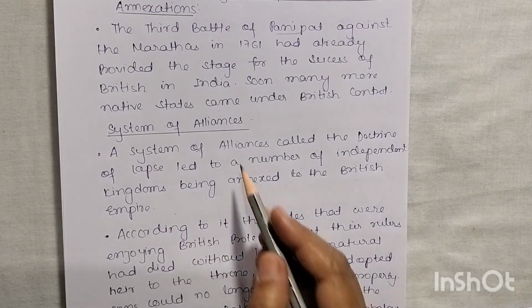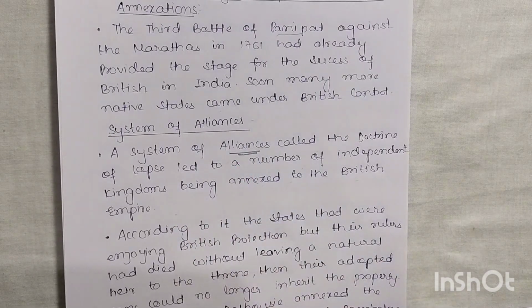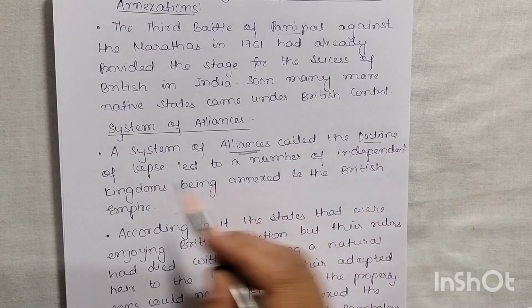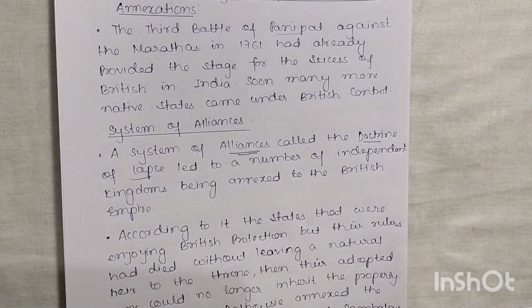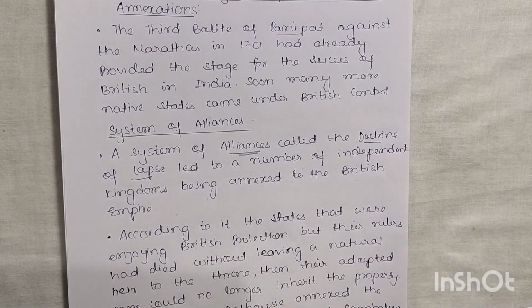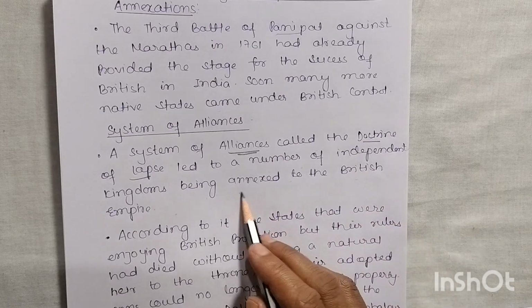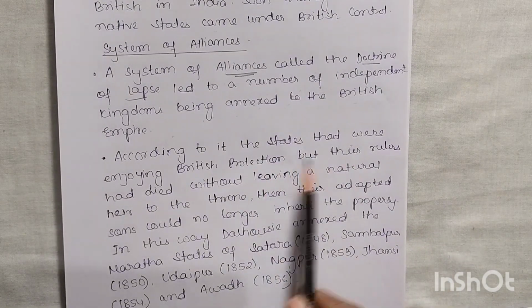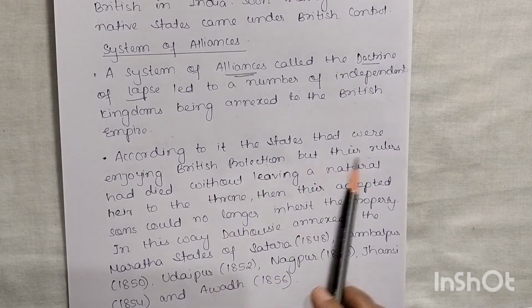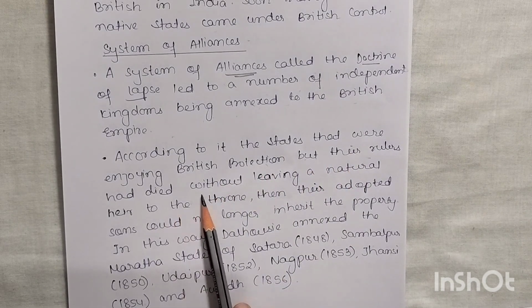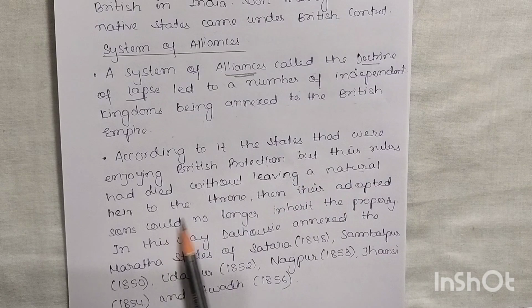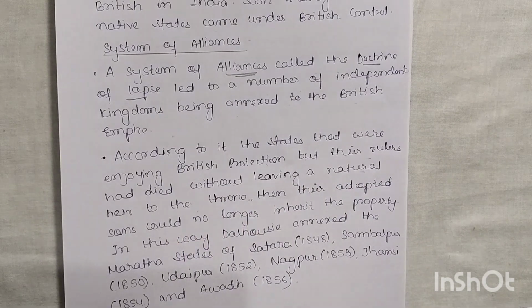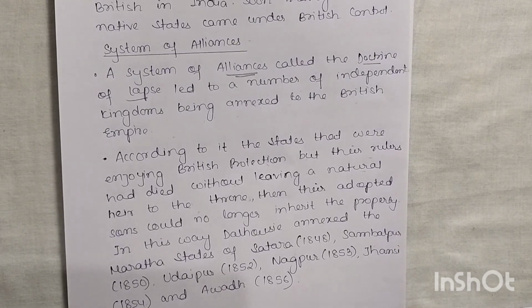Now they introduced an alliance, that is an agreement, and the name of that one is the Doctrine of Lapse. And due to this Doctrine of Lapse, what did they do? They annexed independent kingdoms under the British Empire. According to it, the states that were enjoying British protection but whose rulers had died, okay, without leaving a natural heir to the throne. It means the king has died and has no biological son of his own who may sit on the throne.